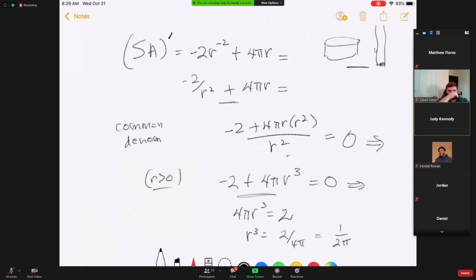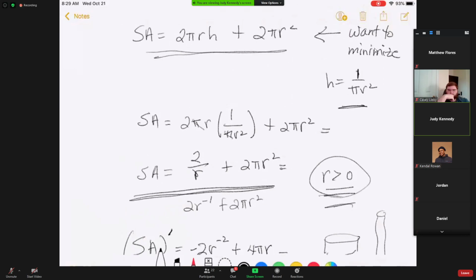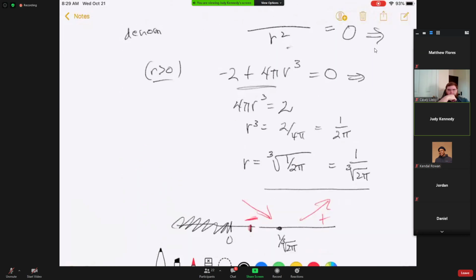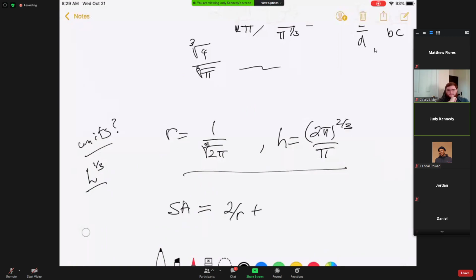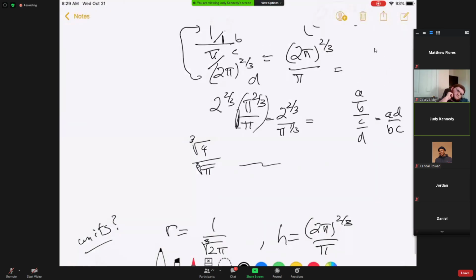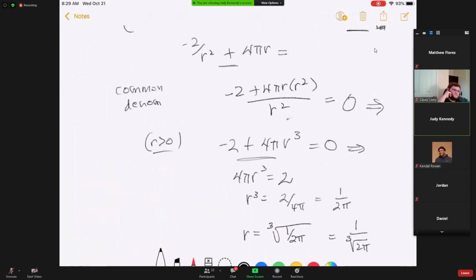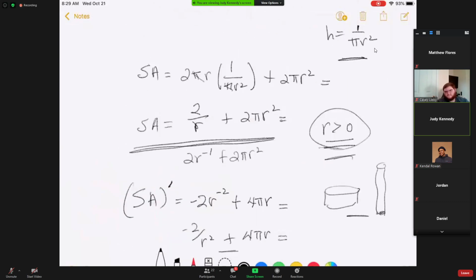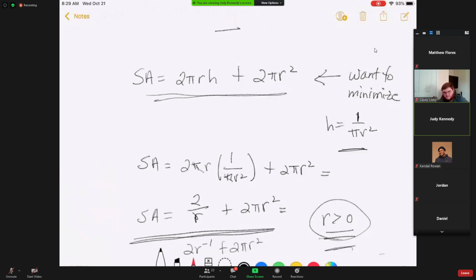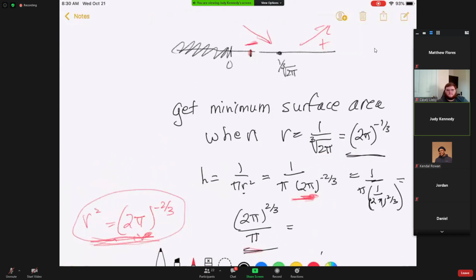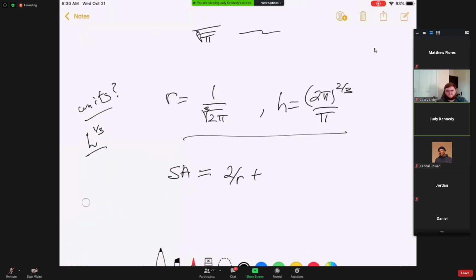All right, so the surface area, which the problem did not ask you for, would be 2 over r. Ugh, I don't want to try. It's 2 over r plus 2 pi r. No, that was a derivative. It's 2 pi r h plus 2 pi r squared. I have an eraser available. 2 pi r h plus 2 pi r squared.